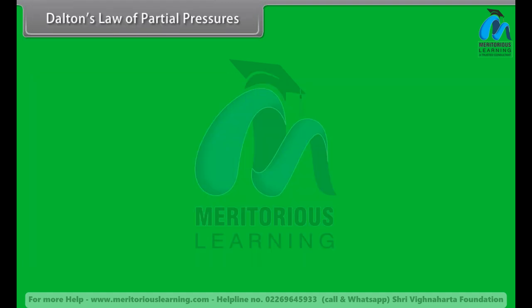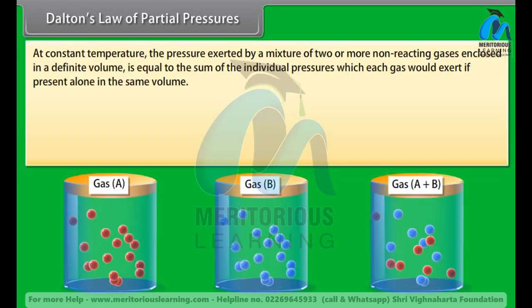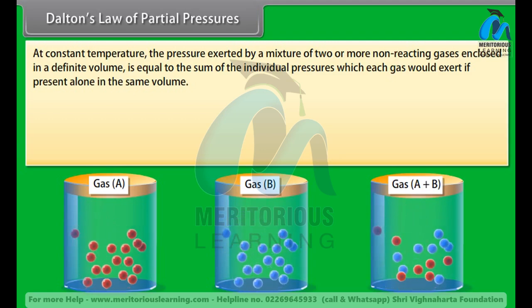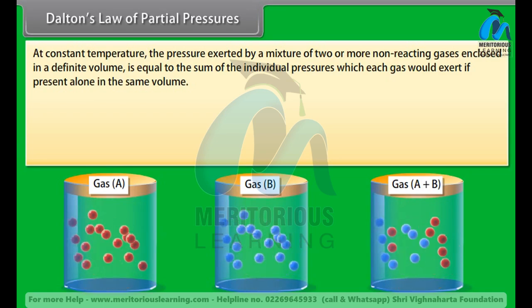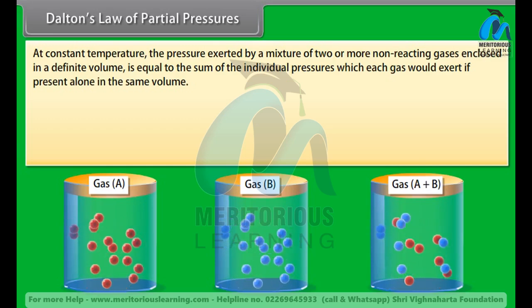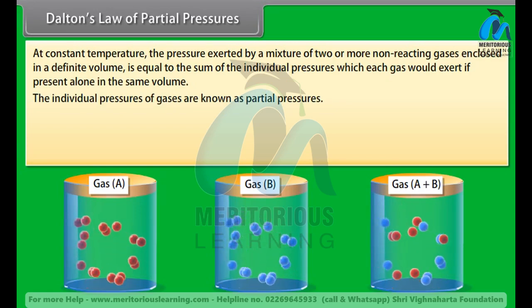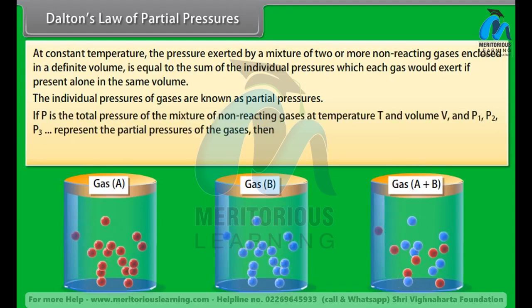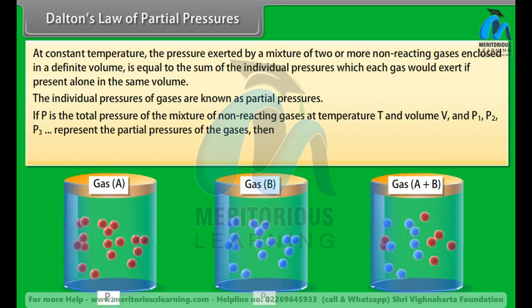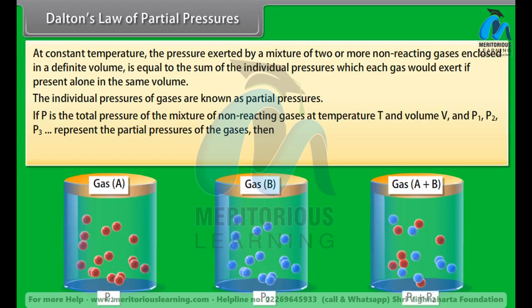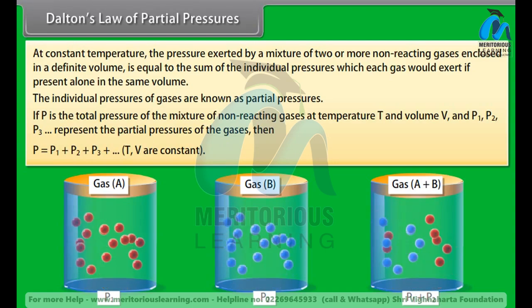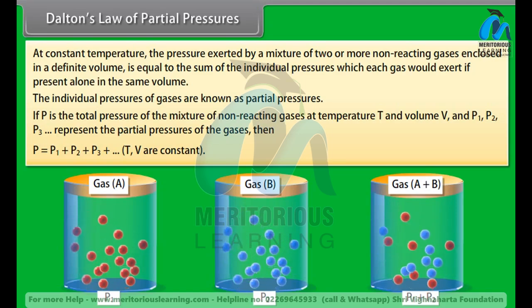Dalton's law of partial pressures. At constant temperature, the pressure exerted by a mixture of two or more non-reacting gases enclosed in a definite volume is equal to the sum of the individual pressures which each gas would exert if present alone in the same volume. The individual pressures of gases are known as partial pressures. If P is the total pressure of the mixture of non-reacting gases at temperature T and volume V, and P1, P2, P3 represent the partial pressures of the gases, then P is equal to P1 plus P2 plus P3 and so on, where T and V are constants.